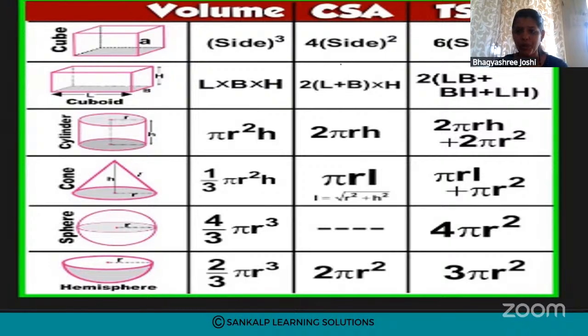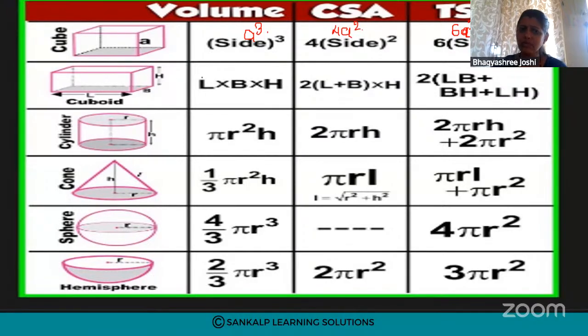First one is cube. Okay, so this is the cube. The side of the cube we consider as a, and the volume of the cube is side cube, that is a cube, and the curved surface area is 4a square, and the total surface area is 6a square, right? Side square.